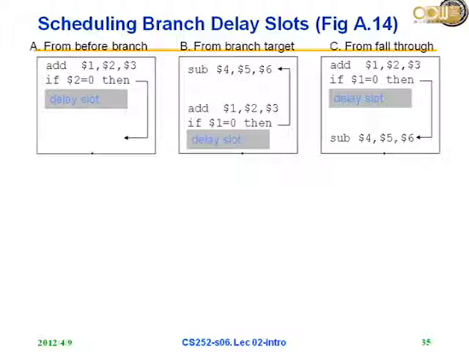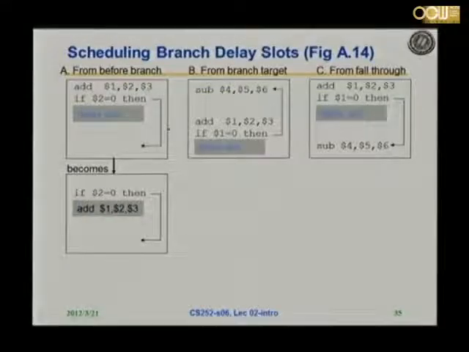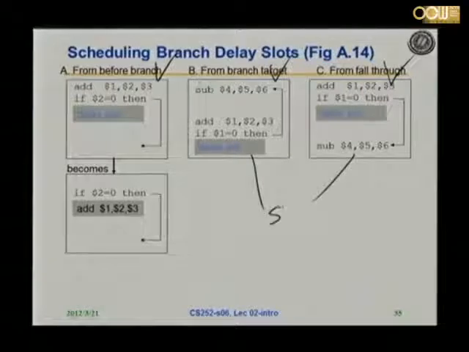Okay, delayed branch, I'll skip it. From before the branch, this is the safest method. From the branch target, this is the second best, and you should be able to squash these instructions because your guess may be wrong. And from fall through, both need to have the squash.